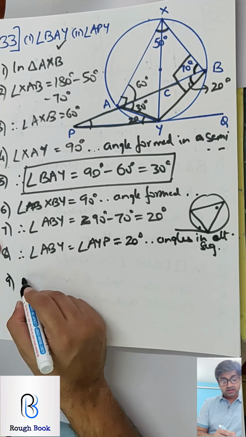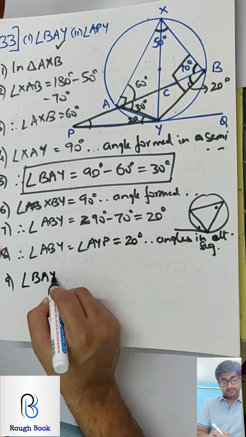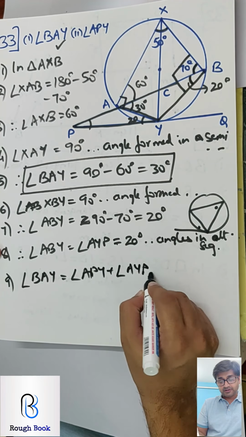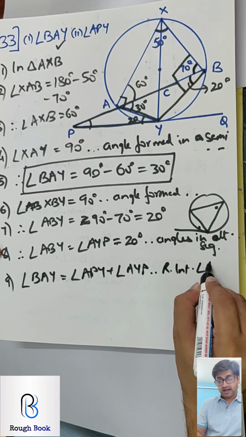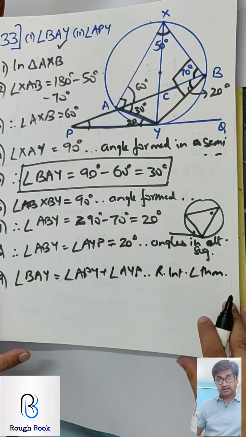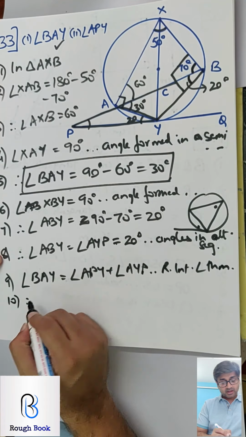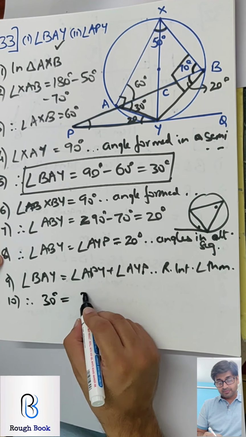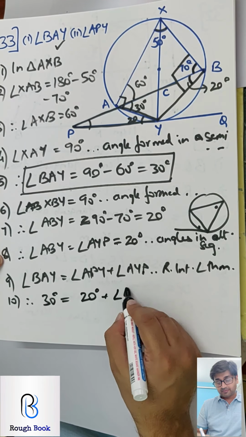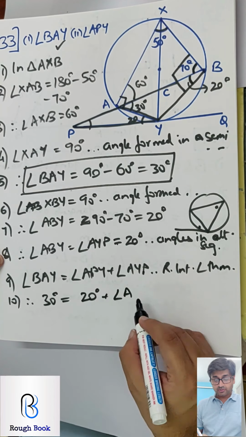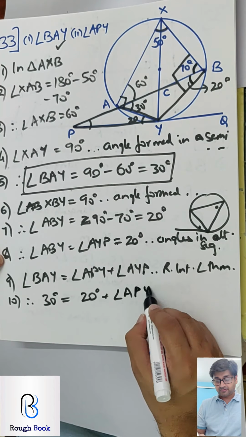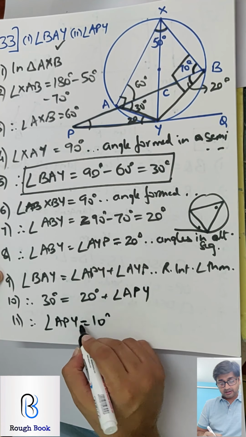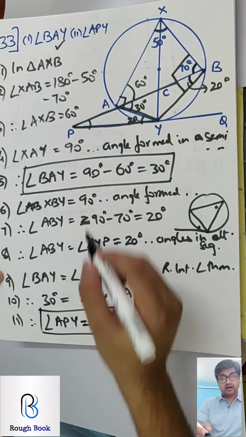Now for this last one, I will say angle BAY is equal to angle APY plus angle AYP, remote interior angle theorem. And therefore, step 10, BAY is 30, equal to APY 20 plus AYP. Oh, APY is not 20, AYP is 20, plus APY. So finally I can say therefore angle APY is 10 degrees. That's what our last part is.